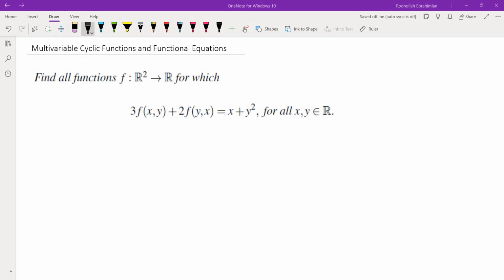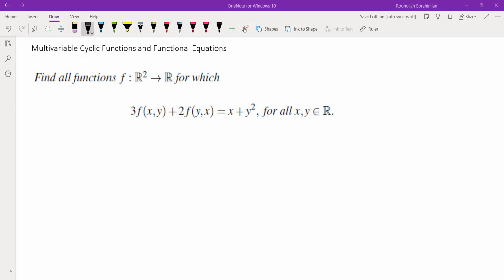Hello, in this video we're going to go over the relation between multivariable cyclic functions and functional equations. I have other videos discussing functional equations and cyclic functions, which I will put on the screen right now so you can check those out. But this would be another example. This is in the multivariable case.